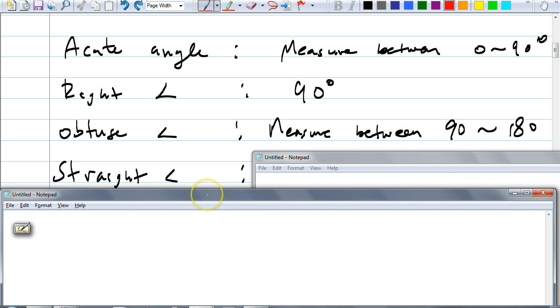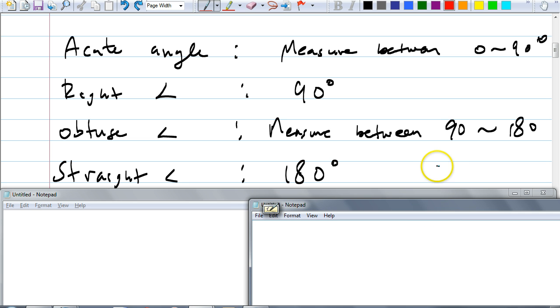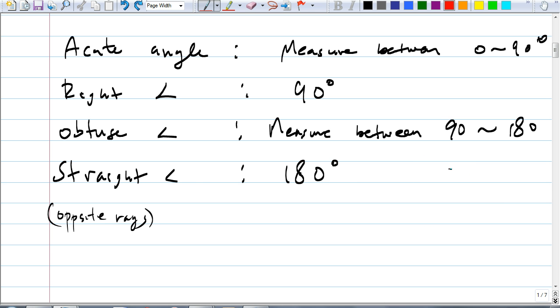What is a straight angle? Yeah? An angle that measures 180. Exactly right. You could remember we talked about opposite rays? Isn't that kind of similar? Opposite rays, straight angle, same thing. Okay, are we good? This is pretty straightforward.